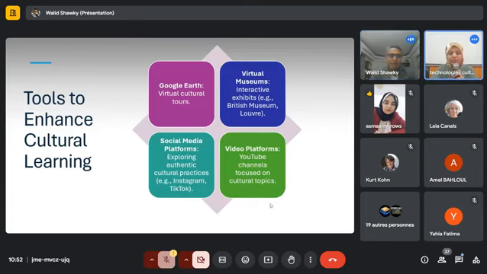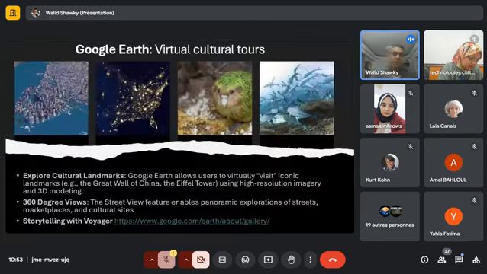Okay, perfect. So now we are talking about the tools that can enhance cultural learning. There are so many, but I've selected these four as the most important and the most influential because I've tried them in my classrooms. The first of them is Google Earth, and then the next is virtual museums, social media platforms, and video platforms. We're going to explain each one of them separately.